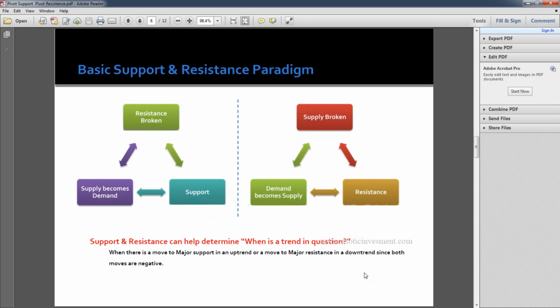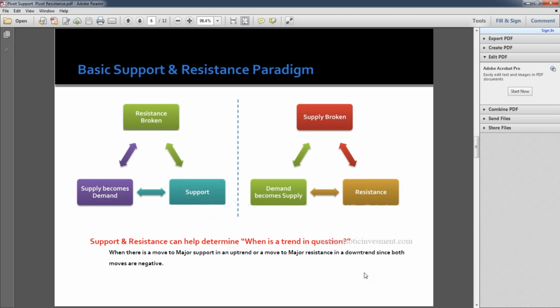Just like 95.50 has been a darling support for the markets, and every time it hits 95.50, it goes down and really down. That's how the market has played the cards this month. So the support and resistance, when there is a move to a major support in the uptrend or a move to the major resistance in the downtrend, since both moves are negative.